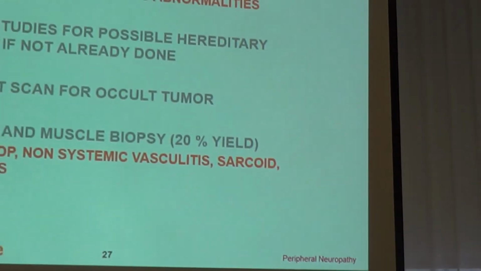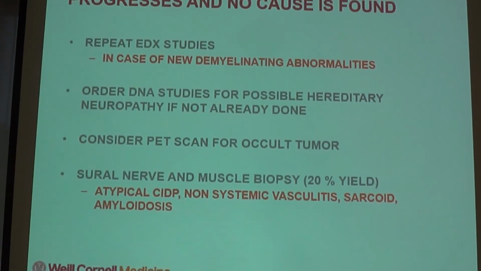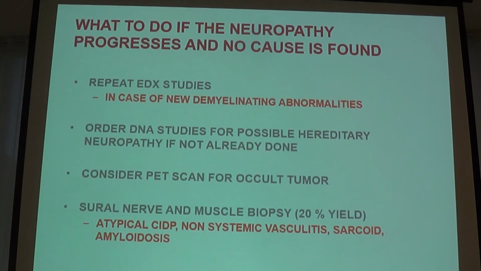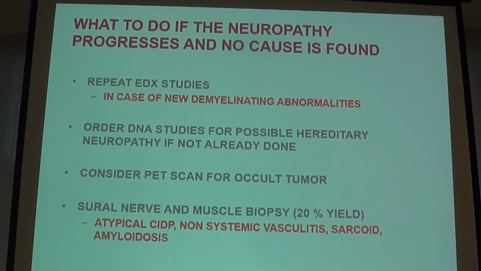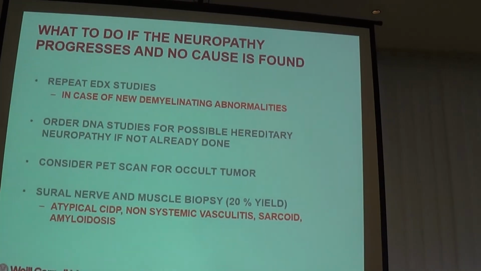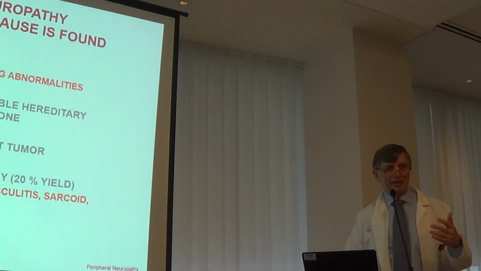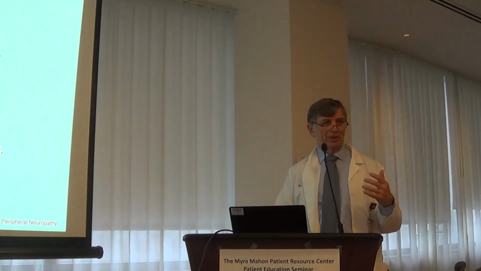Going on, so what do you do if the neuropathy progresses and no cause can be found? Sometimes people present with neuropathy and you can't find a cause, and it doesn't really get any worse. So the assumption is something happened in the past, damaged their nerves and left. Maybe it was inflammation, maybe some toxin, who knows. But that's okay. Then you don't necessarily have to do anything at that point. But sometimes it just keeps getting worse, and you don't want to miss a treatable cause.